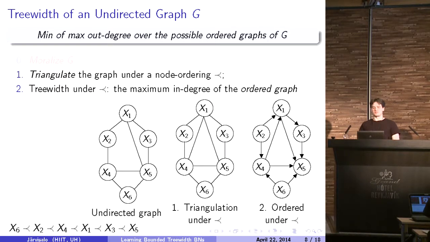Okay, so what's Treewidth? First of all, it's defined for undirected graphs, and here's a nasty way of saying what it is. It's the minimum, over the possible so-called ordered graphs of a given graph G, of the maximum out degree. Well, what does that mean? Here's an undirected graph for you.